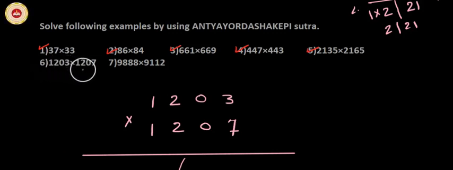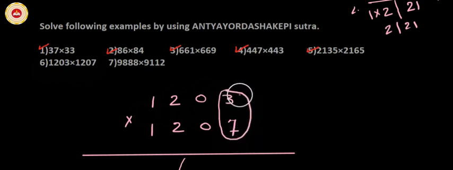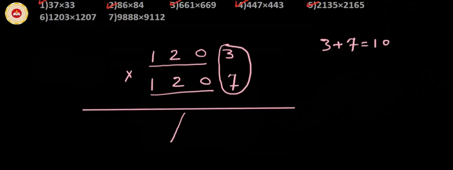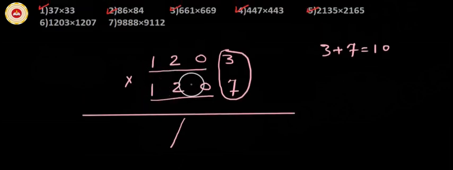1203 multiplied by 1207. See friends, sum of the last digits in both of these numbers is 10. 3 plus 7 is 10. So first condition is satisfied and second condition is also satisfied because higher place digits in both of these numbers are identical, 120 in multiplicand and 120 in multiplier. So let us multiply these two numbers by using Antayor Dashakepi Sutra.